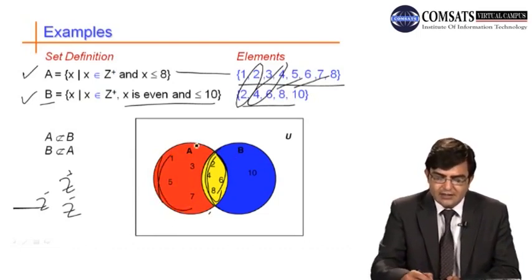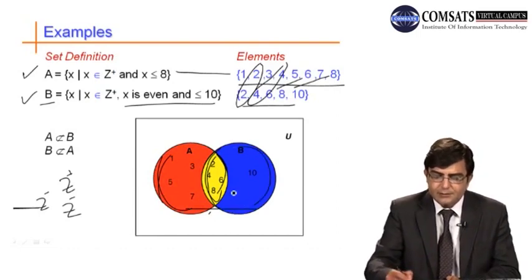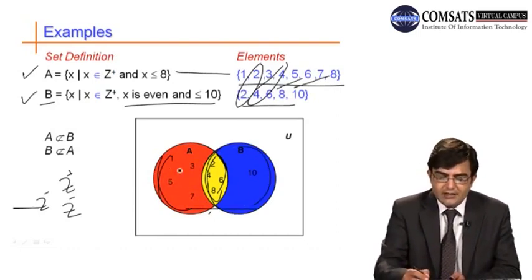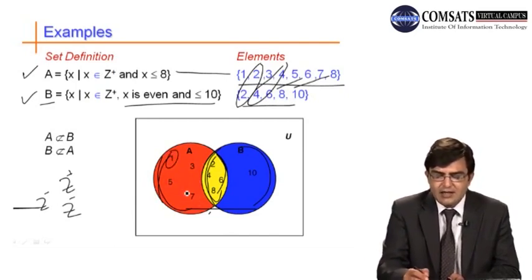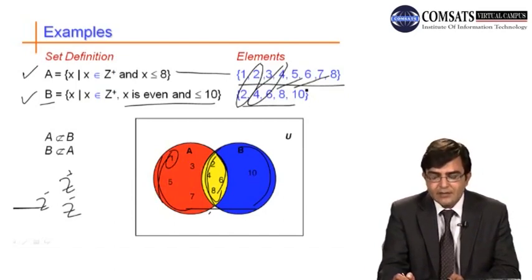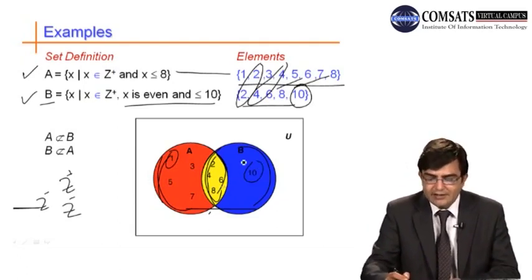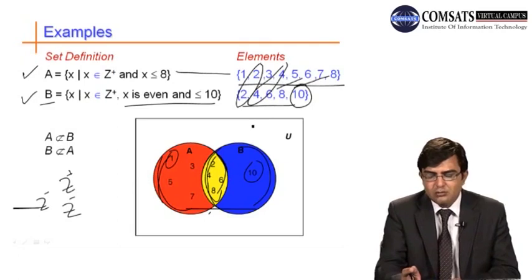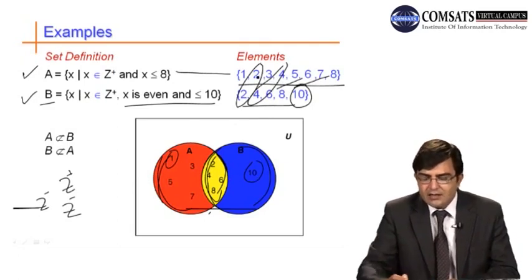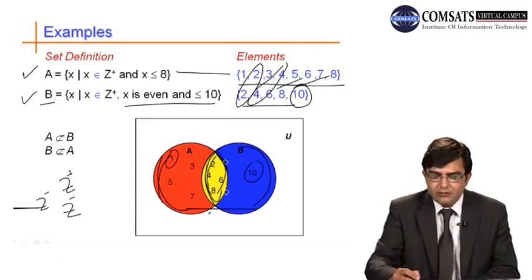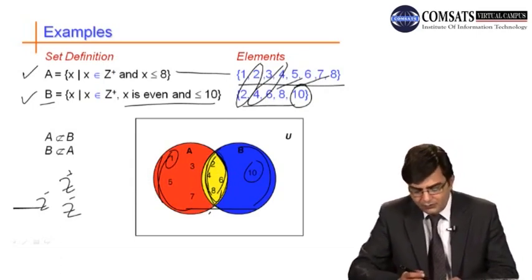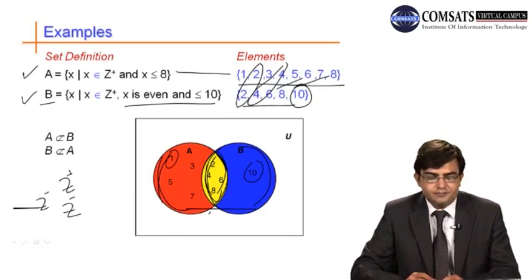So this set represents A, and this set represents B. We write 1, 3, 5, 7 here, because these elements are not common with B. Similarly, in B, the element 10 is not in A, so we write it here, which is not the common area of A and B. The elements which are common in A and B, we write in the common region. So this is how we can write these two sets A and B using a Venn diagram.